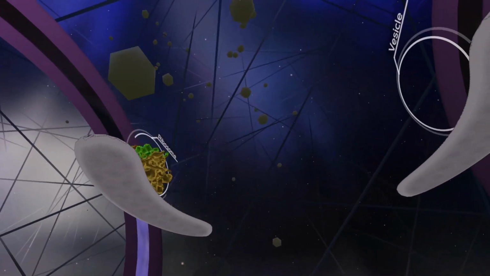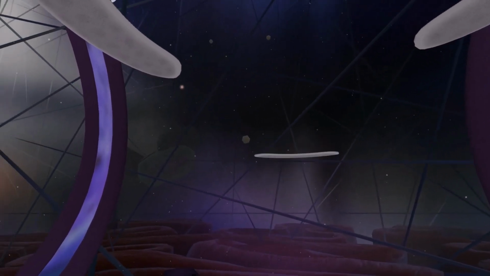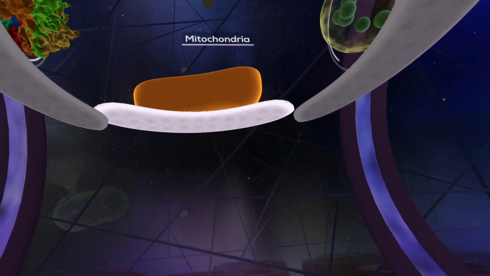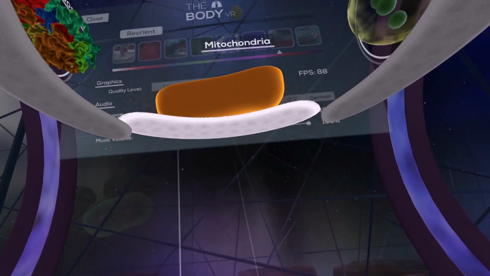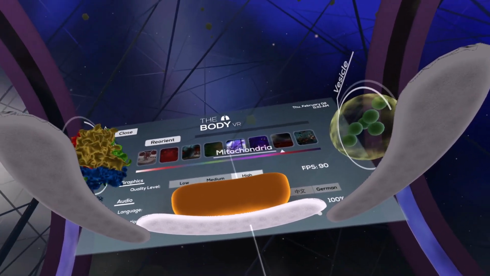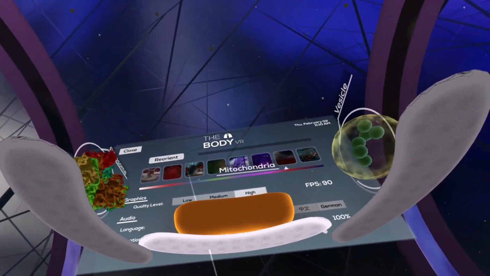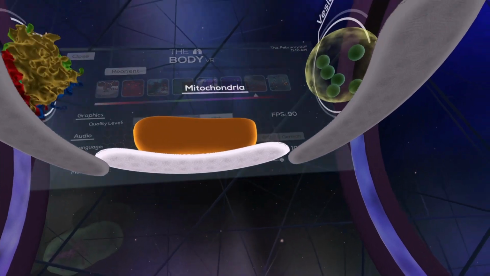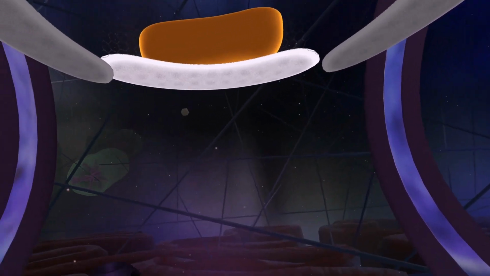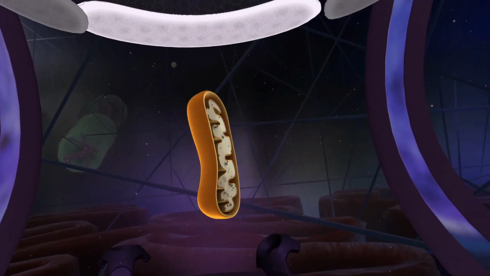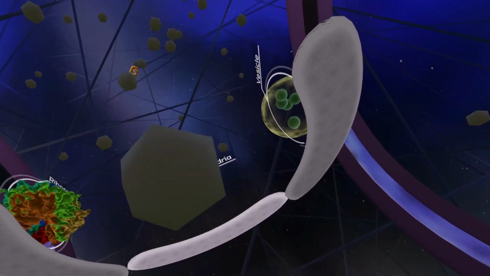In the distance, you can see mitochondria. Mitochondria are free-floating organelles, typically referred to as the powerhouse of the cell. Mitochondria received their name due to their vital role in ATP generation. ATP, or adenosine triphosphate, is the main source of energy within the cell. Mitochondria take pyruvate and convert it into carbon dioxide and water, releasing ATP in the process.